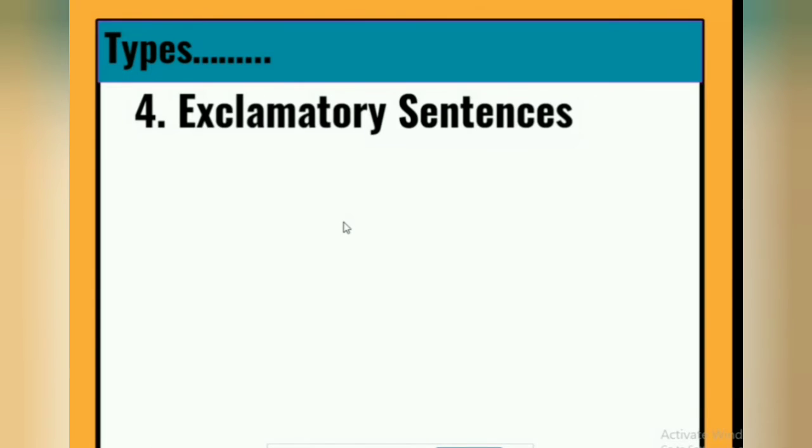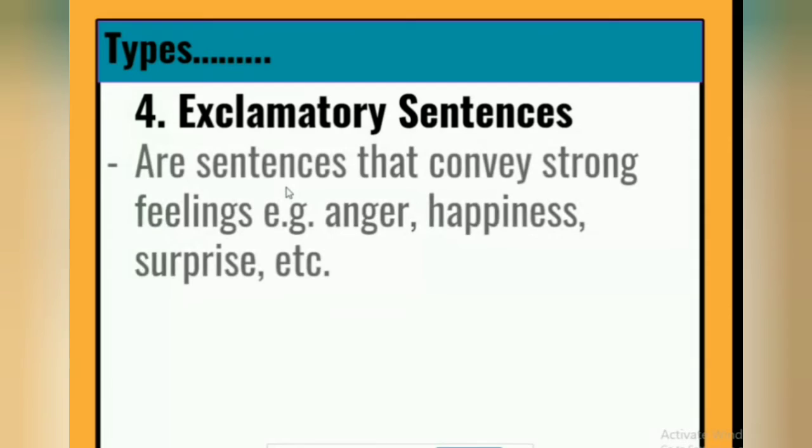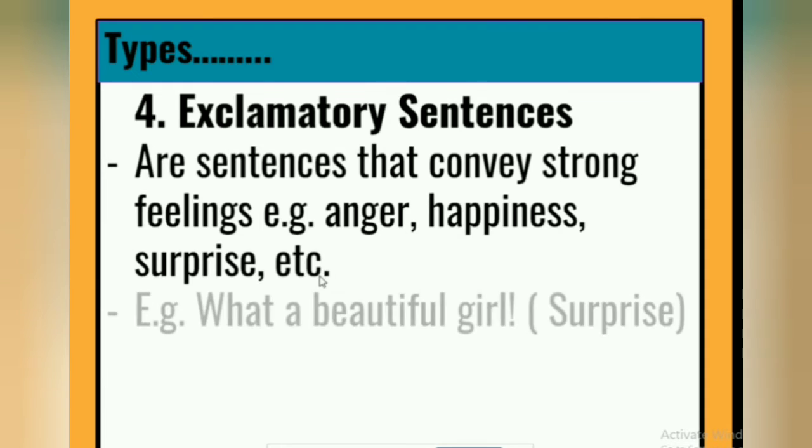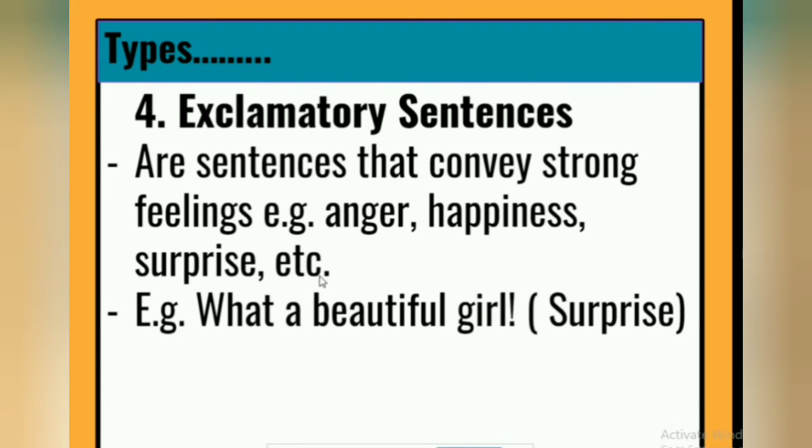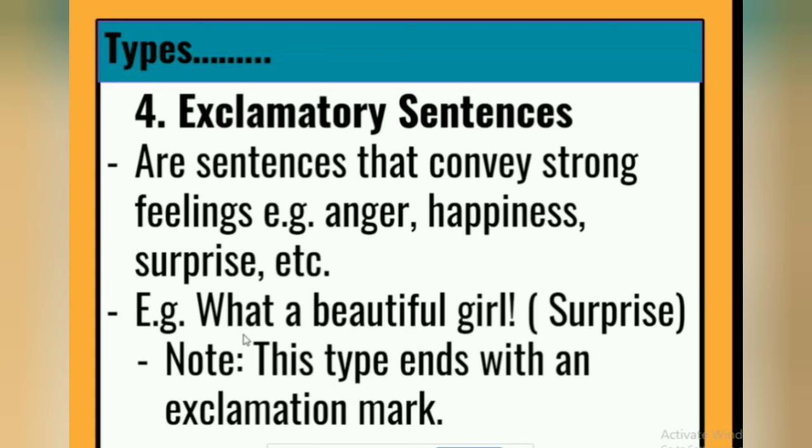Number 4, we have exclamatory sentences. What are exclamatory sentences? Sentences that convey strong feelings. It can be anger, it can be happiness, it can be surprise, and so forth. Let us take one of the examples here. Example, what a beautiful girl. So this sentence shows surprise. The speaker is surprised with the beauty of a girl. The thing to note, this type ends with an exclamation mark. So exclamatory sentences end with an exclamation mark.